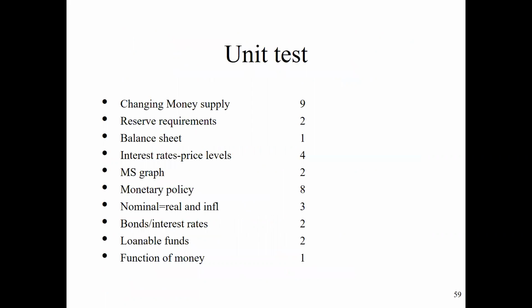All right, here is the unit test. There are 9 questions on changing money. What do I mean by that? That is, 100 deposited, 1,000 in the bank. How much does it change the money supply? The Fed bought a $2,000 bond. They sold the bond. Those are like 9.